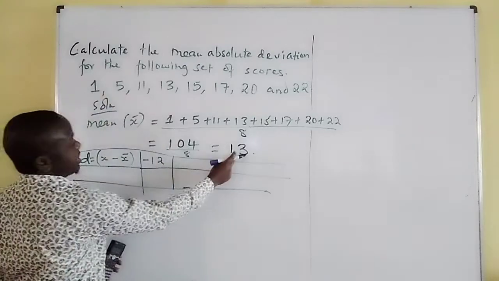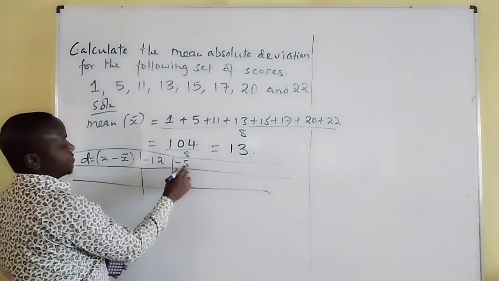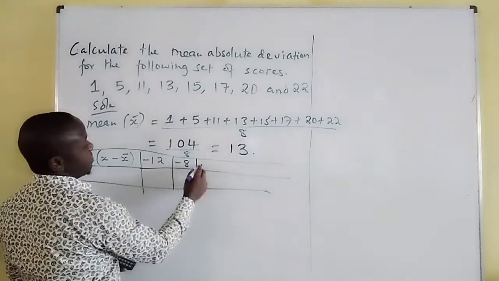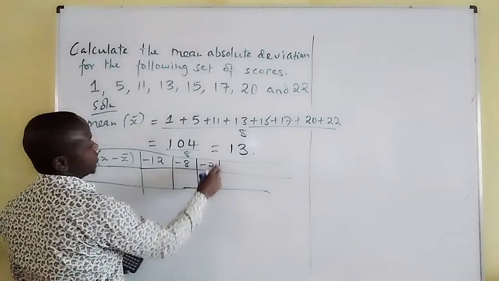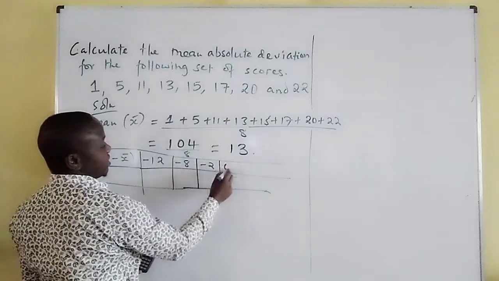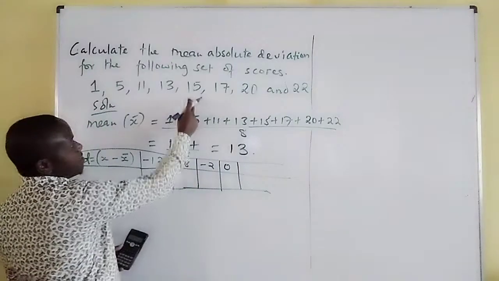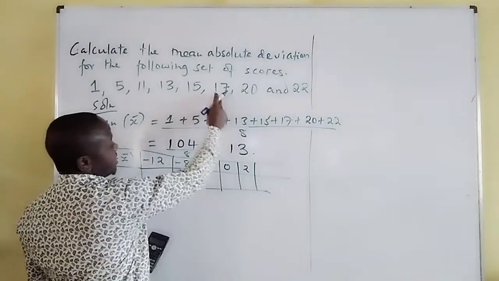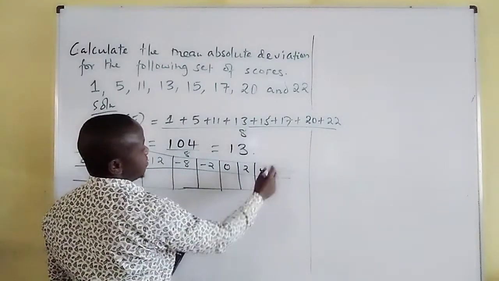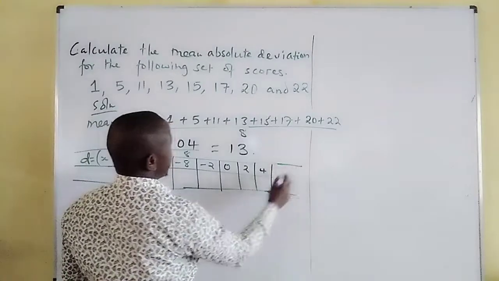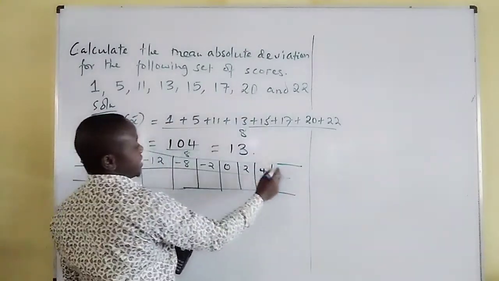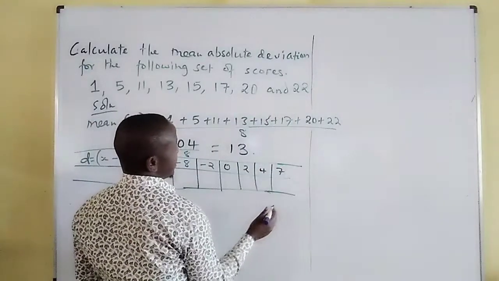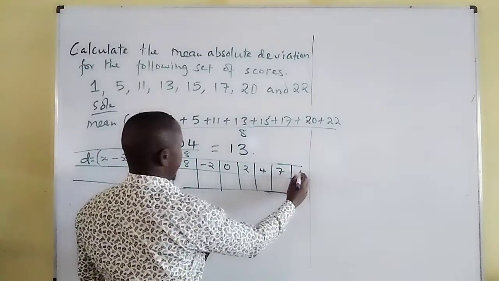5 has deviated from 13 by negative 8. 11 has deviated from 13 by negative 2. 13 has deviated by 0. 15 has deviated from 13 by 2. Then 17 from 13 by 4. Then 20 from 13 by 7. And 22 from 13 by 9.